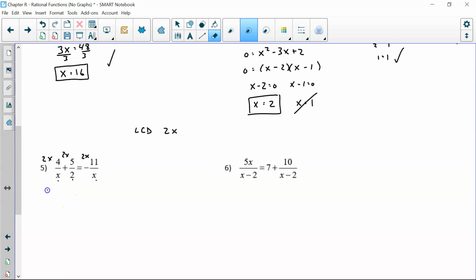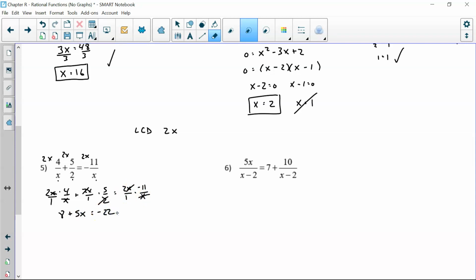So I'm going to write this out again. It's 2x times 4 over x. Put that 2x over 1. Plus 2x over 1 times 5 over 2 equals 2x over 1 times negative 11 over x. So you can see x on top and x on the bottom cancel. We're left with 2 times 4, which is 8. 2 on top, 2 on the bottom. We're left with x times 5, which is 5x, equals x on top, x on the bottom cancel, negative 22.